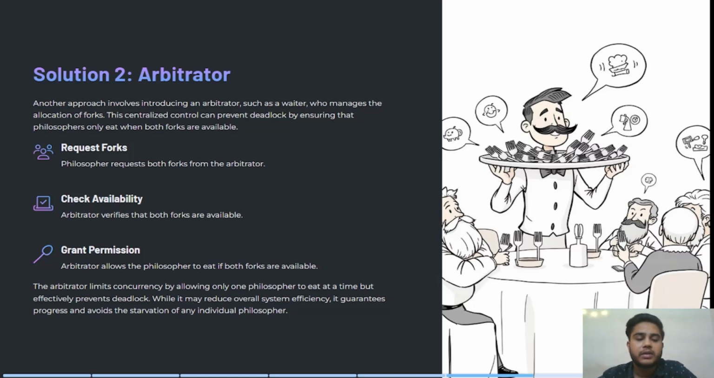The arbitrator then allows the philosopher to eat if both forks are available. The arbitrator limits concurrency by allowing only one philosopher to eat at a time, but effectively prevents deadlock. While it may reduce overall system efficiency, it guarantees progress and avoids the starvation of any individual philosopher.